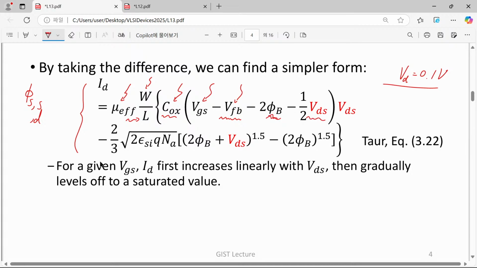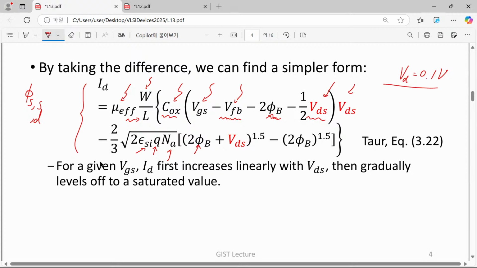And Vd, this is once again a controllable parameter. You control this voltage 0.1, 0.2, 0.3, so you know it. And how about all other quantities? Yes, these are universal material parameters, Q, Na, all of them are known to you.